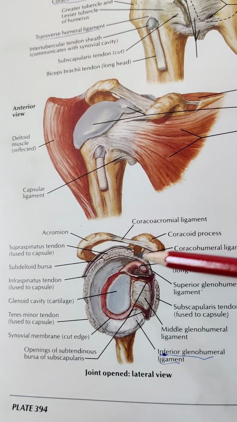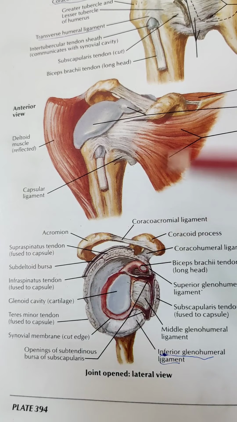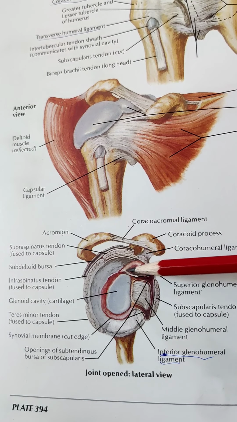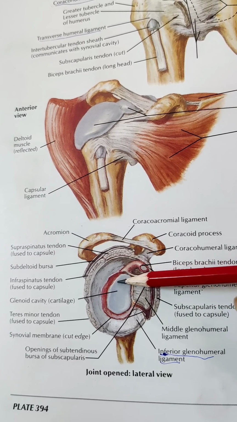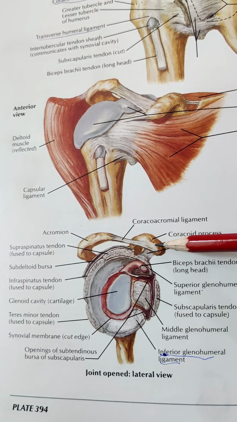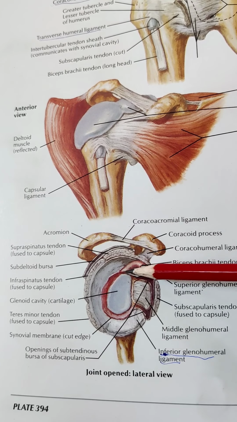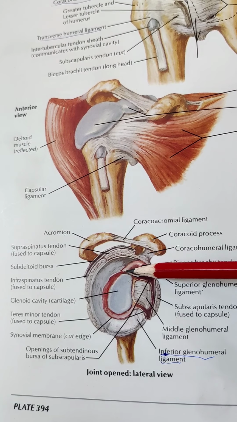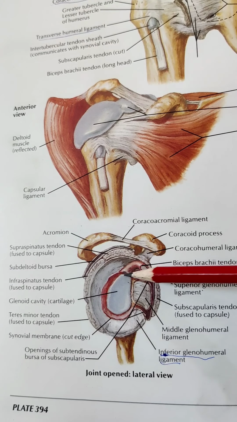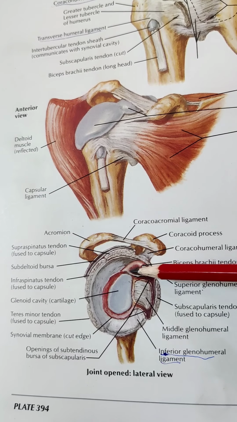So if you see here, this is the shoulder joint. It has been opened up, and this is a lateral view. So you're looking at the glenoid cavity here from the side, okay? And this is the acromion, and this is the coracoid process. So this is the glenoid cavity, and just above that you have the supraglenoid tubercle, and from here you have the origin of the long head of the tendon of the biceps brachii.